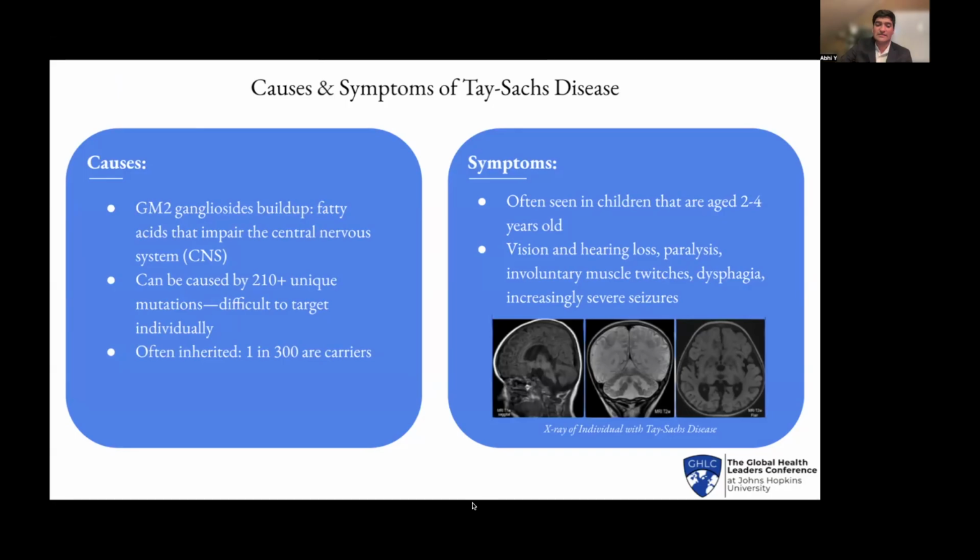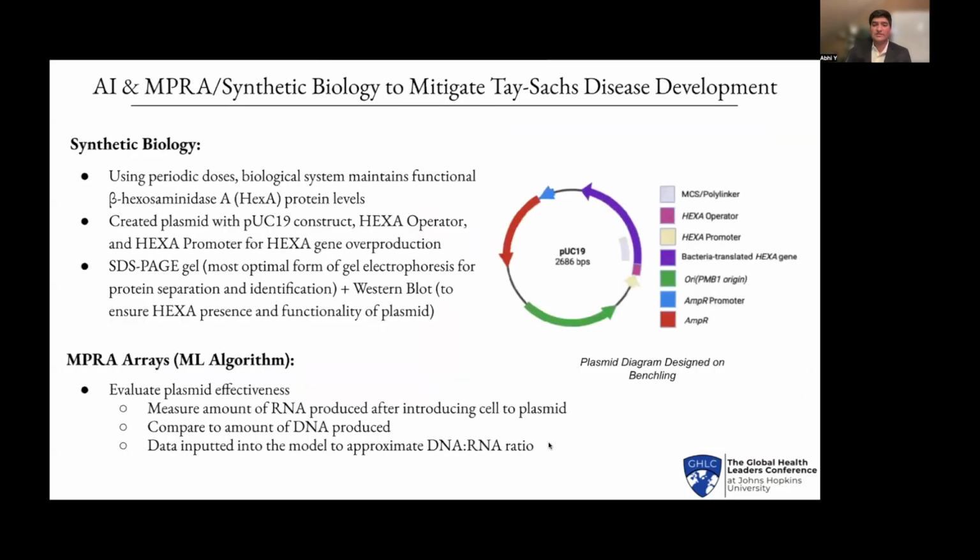So an example of this is seen in the X-ray diagram below, where it shows an individual with Tay-Sachs disease who has an enlarged head, showing how Tay-Sachs disease can also cause facial deformities. So my approach to solve this problem was basically using my expertise of artificial intelligence and synthetic biology.